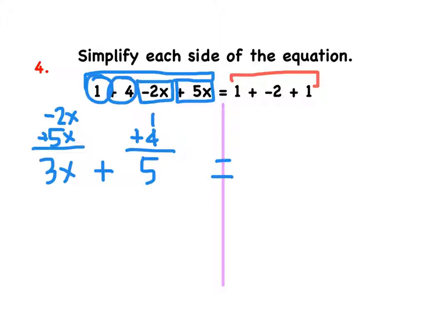Now, I don't have any x's, so I don't need to worry about that. I'm just going to combine these constant terms. So 1 plus negative 2 plus 1. So I have 1, negative 2, and 1. I'm going to add those together. And I am going to actually get 0 for this side. 0 is totally fine to get for one of your sides.